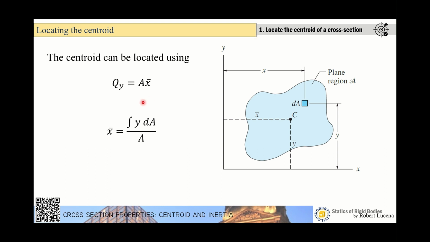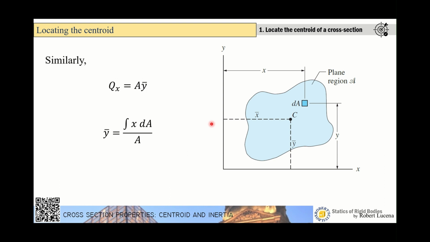So if you rewrite this equation, recall that Qy is equal to the integral of x dA, and A x bar is on the left side of the equation. If you bring A to the right side again, you will have this expression. As you can see, the location of the centroid measured from the y-axis, or the horizontal distance of the centroid of a cross section measured from the y-axis, is simply the first moment area divided by the area. So you simply integrate the x dA and then divide it by the magnitude of the area, and you will have the location of the centroid.